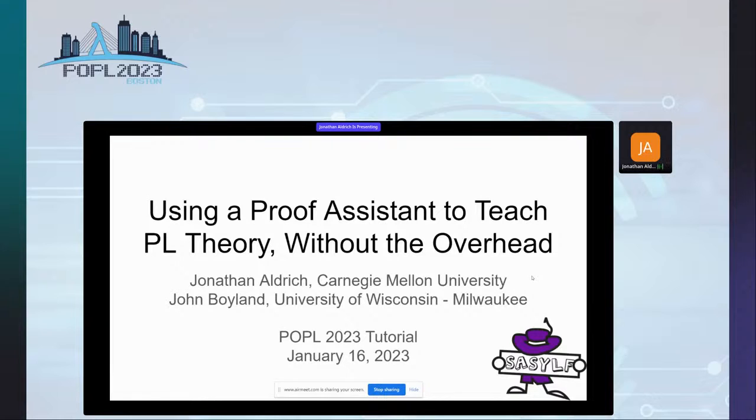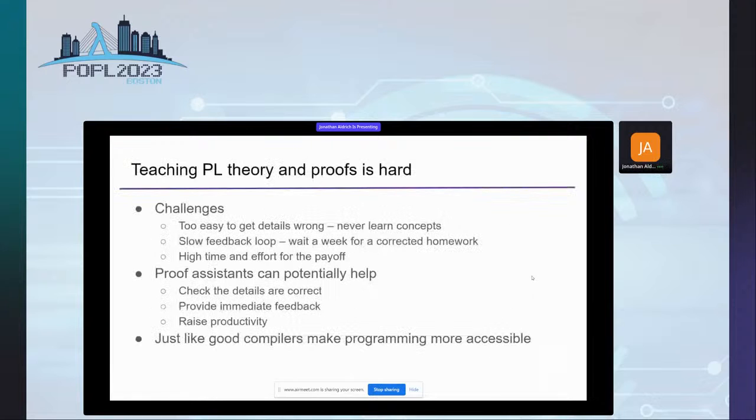This is art by Rob Simmons, who collaborated. He explained the theory of 12 to me, so I could implement Sassy Elf on top of it, which was very cool. Okay, so what's the motivation for this tutorial?